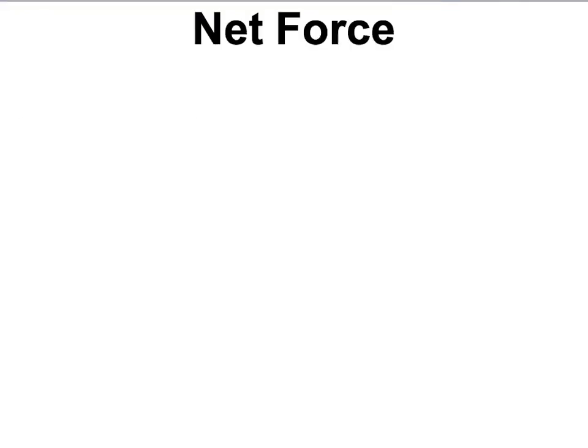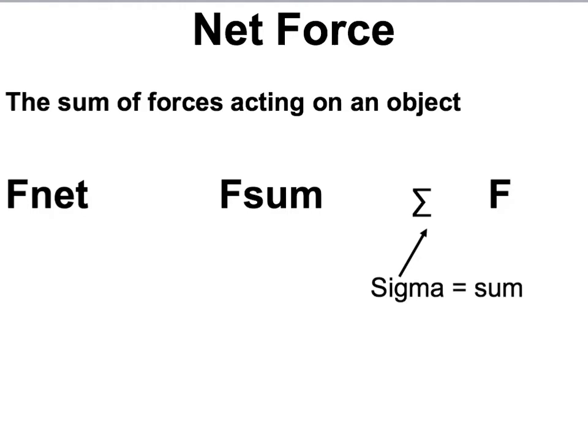Now I want to talk about another concept, and that's the concept of net force. What's net force? The definition of net force is the sum of forces, all of the forces acting on an object. Now you can write net force in some different ways. One way to write net force is F subscript net or F subscript sum, just like we've been writing abbreviations for all the different types of forces so far. And another way you can write this is sigma F.